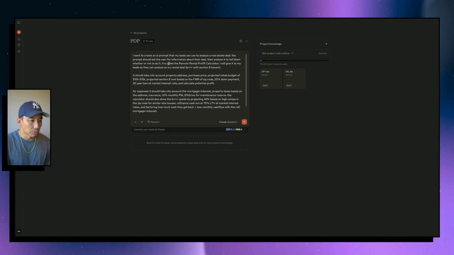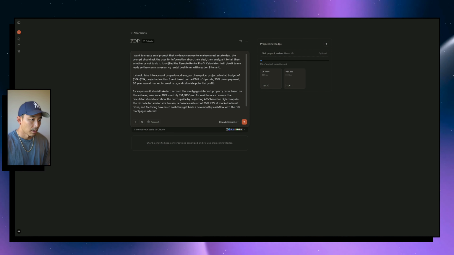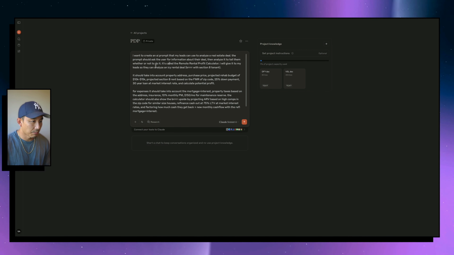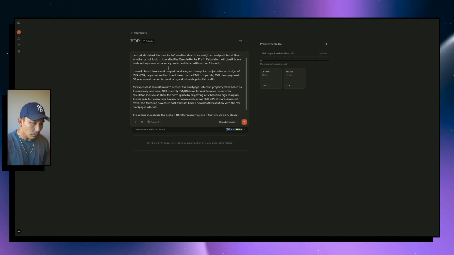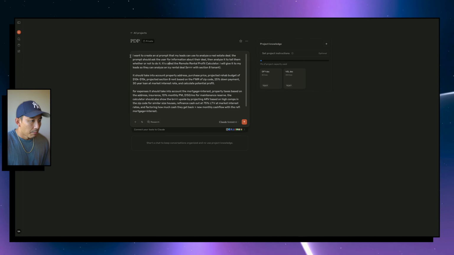So I wanted to create a tool where they could analyze a rental property and know whether they should pull the trigger or not. So this is what I wrote up as the prompt, and you're going to have to figure out what your use case is because it's obviously going to be different than mine. But let's just go through this.